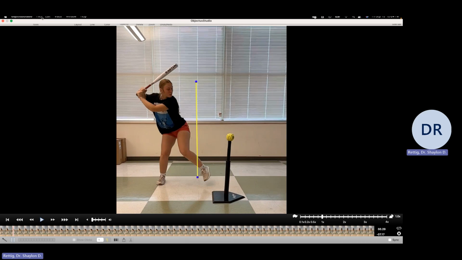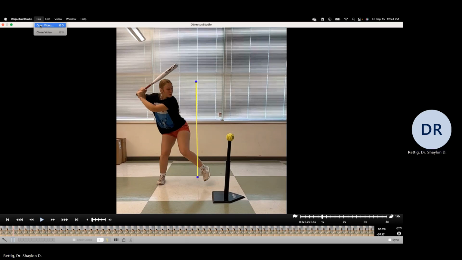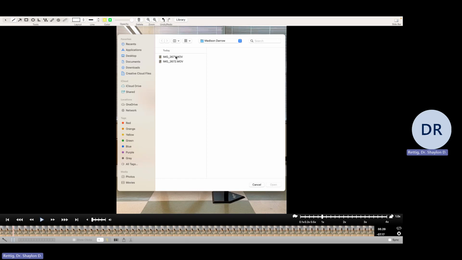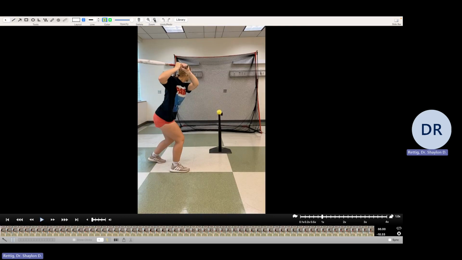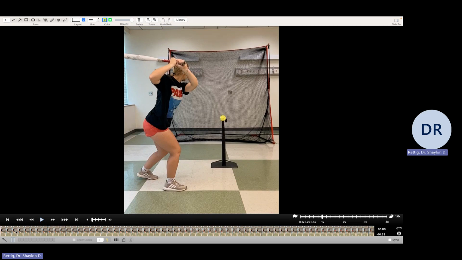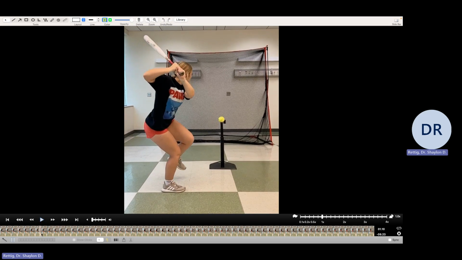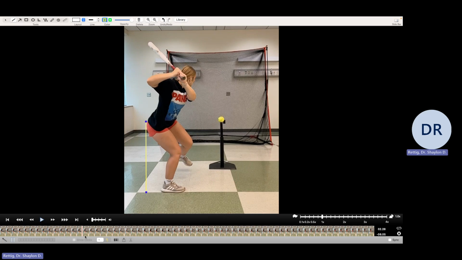Next, I'm going to take you to a different view. And we're going to look from the rear view. And I'm going to zoom you in a little bit. And what we're going to do here is we're going to take you to negative move, start of the positive move. Then what I'm going to do is draw a line straight up and down. And what we want you to not do is create space between that line and your glutes as you go through the swing.